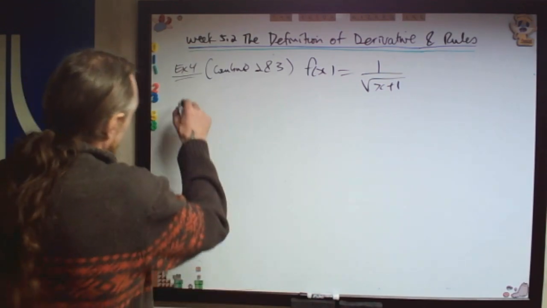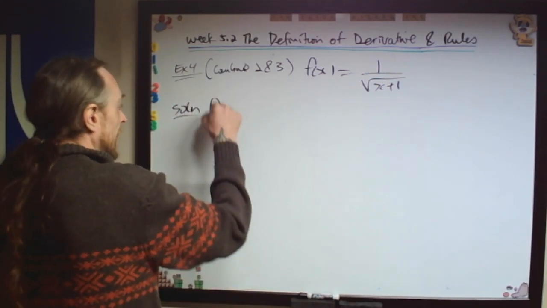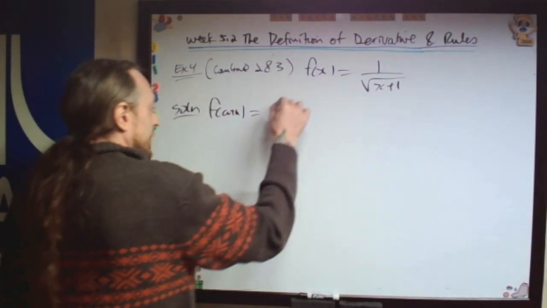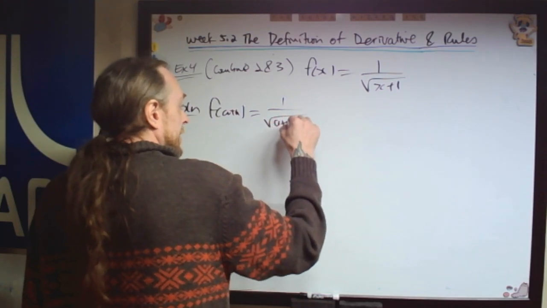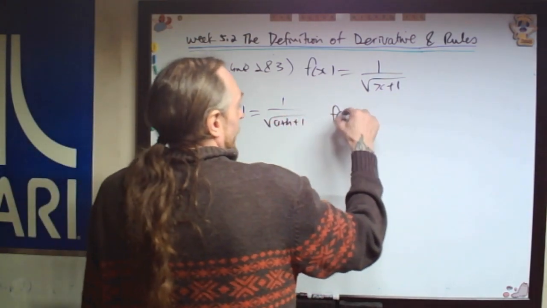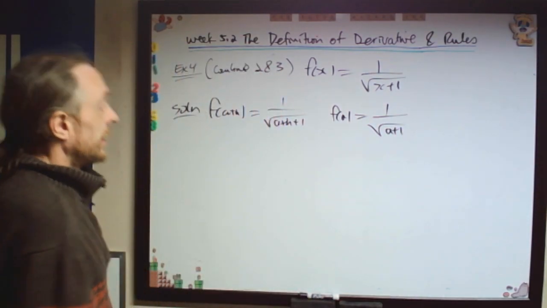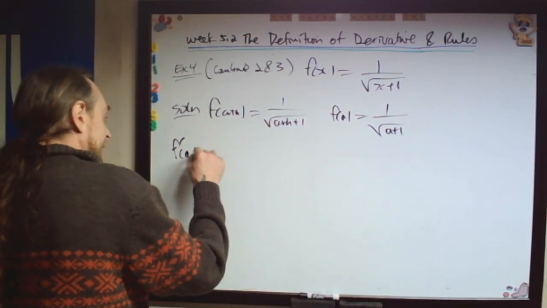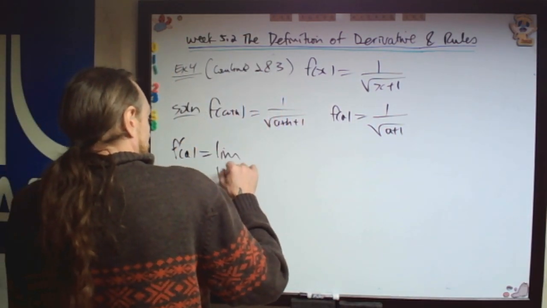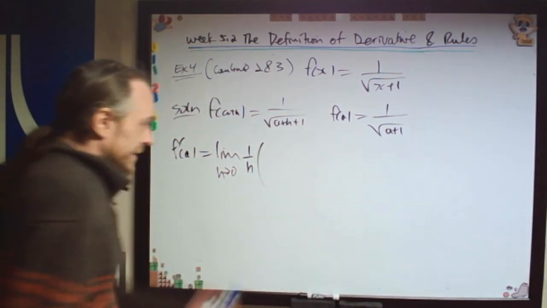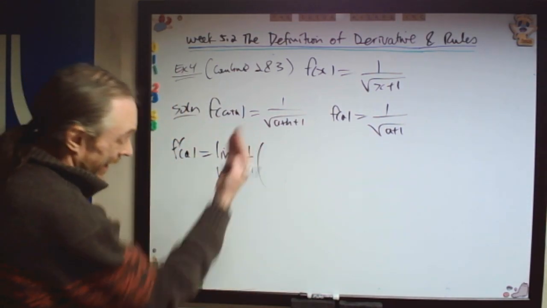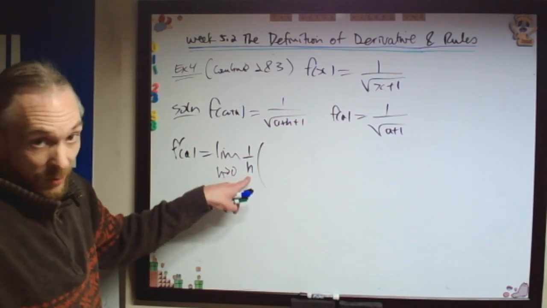Solution. First of all, f of a plus h now is going to be 1 over the square root of a plus h plus 1. f of a is 1 over the square root of a plus 1. And so f prime of a is equal to the limit as h approaches 0. I leave the h on the outside because it's a fraction again. If you're doing it right, that h will cancel. But where am I going to have h? Is it a problem? Yes, always.